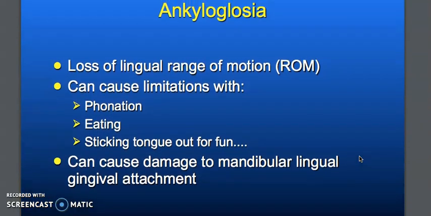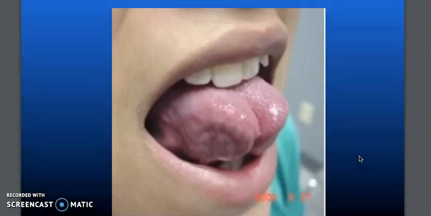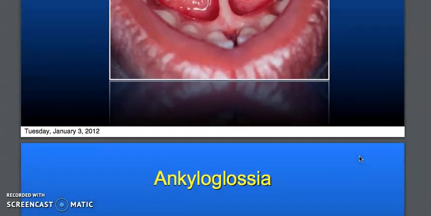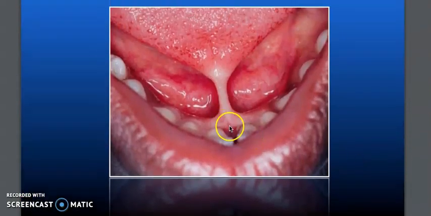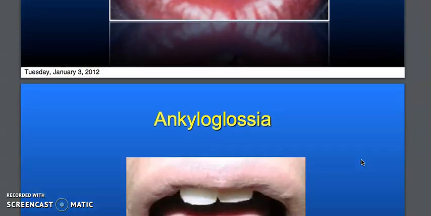Okay. So in ankyloglossia, we have a loss of lingual range of motion. Range of motion is abbreviated ROM. This can cause problems with a person trying to use phonetics, meaning they have trouble pronouncing words. They have trouble eating. They have trouble sticking out their tongue. So this can damage this lingual attachment on the lingual of 24 and 25. Let me go back to that. So if you notice how this is pulling against this tissue here, it can cause the tissue on 24 and 25 to actually pull away from the teeth. So that can be a problem.